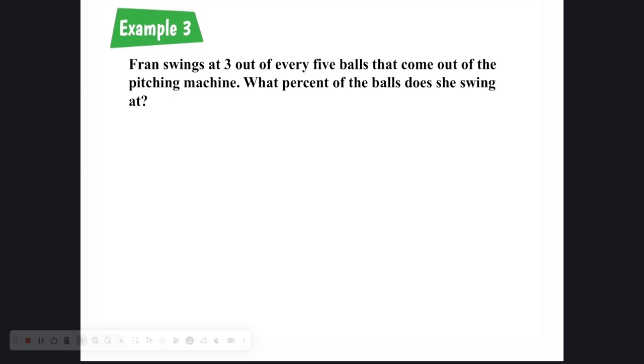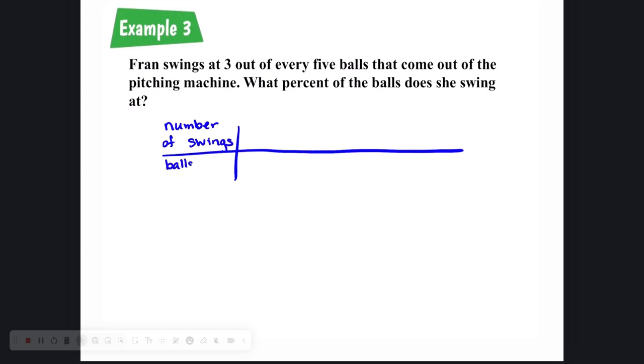Example 3. We'll do this problem together. Fran swings at 3 out of every 5 balls that comes out of the pitching machine. What percent of the balls does she swing at? For this problem, we will create a ratio table that can be used to create a fraction with a denominator of 100. On the top, write the number of swings, and on the bottom, write balls pitched. Record the ratio given in the problem, 3/5. Create equivalent ratios using multiplication. 3 times 2 is 6, and 5 times 2 is 10.